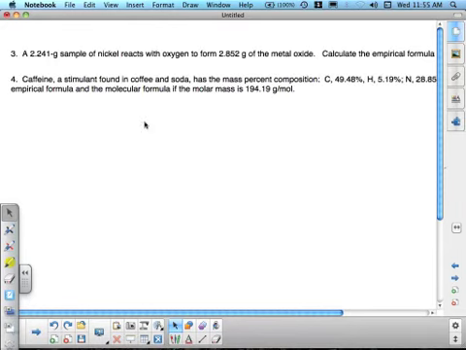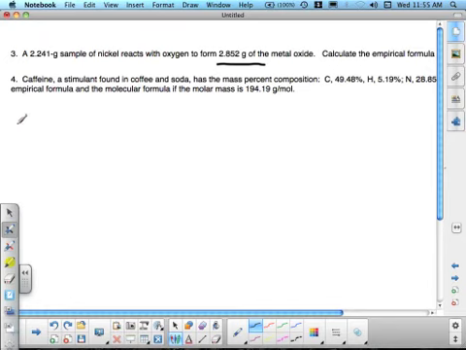All right, here we go. Mass percentages first. You've got a sample of nickel that reacts with oxygen, and so you get 2.852 grams of the metal oxide. So you've got your grams of nickel. You're going to have to subtract the nickel from the total to get the oxygen.